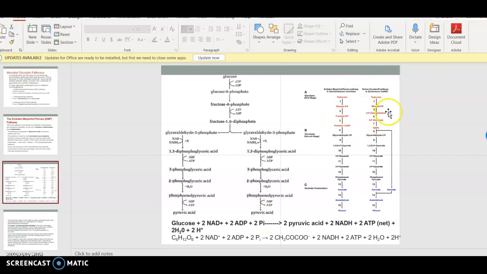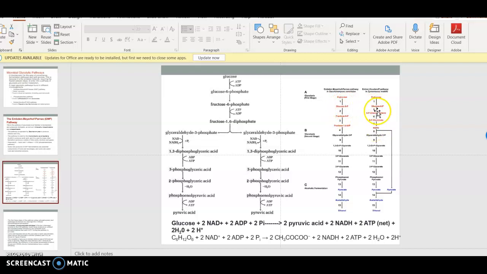Okay. The second one, as you can see here, is the comparison between the EMP pathway and also the Entner-Doudoroff pathway. As you can see here, they both can eventually produce pyruvate. They can produce pyruvate or they can produce a byproduct after that, such as ethanol and lactic acid. Only, as you can see from the right one, the components are different from one fermentation to the other. Okay, as you can see from here, glucose 6-phosphate produces fructose 6-phosphate, right, for the EMP pathway.